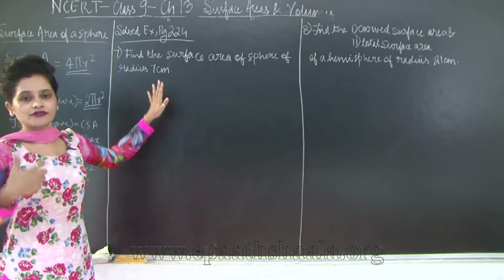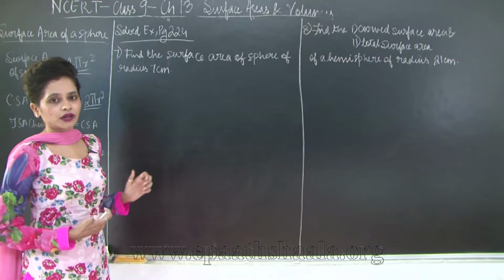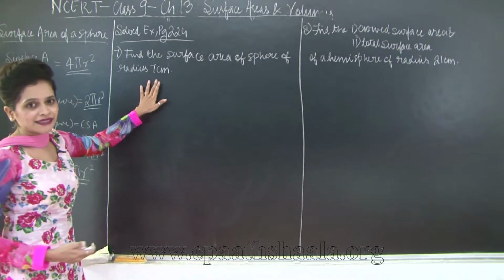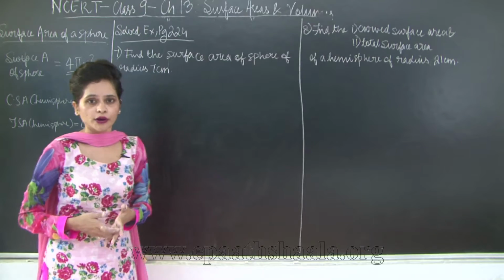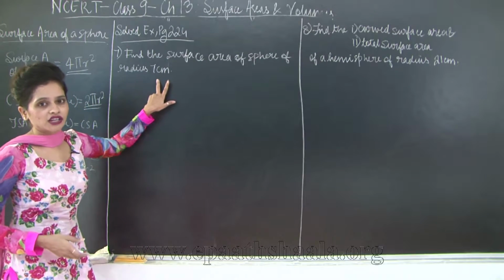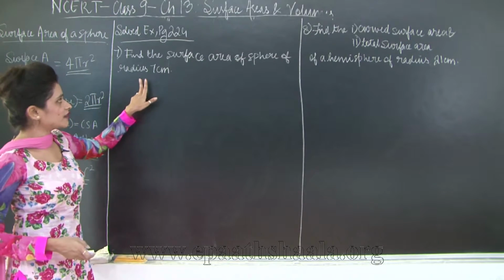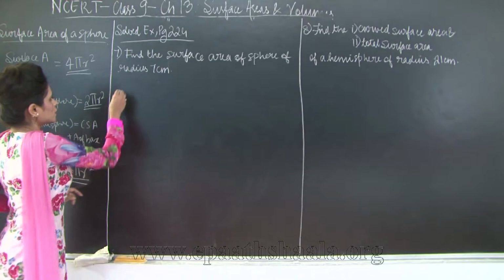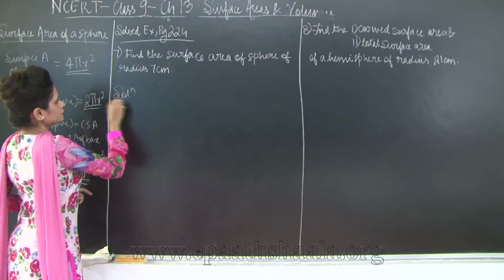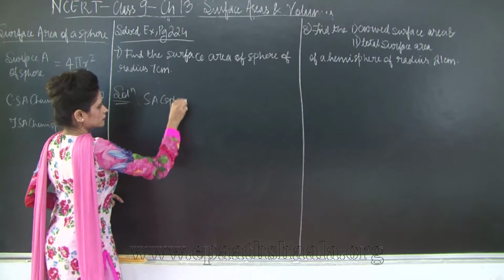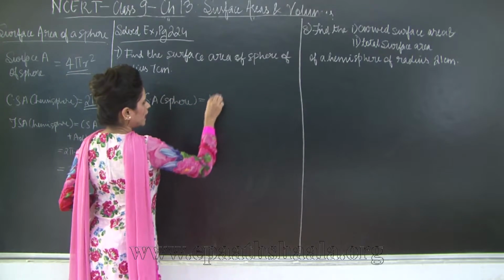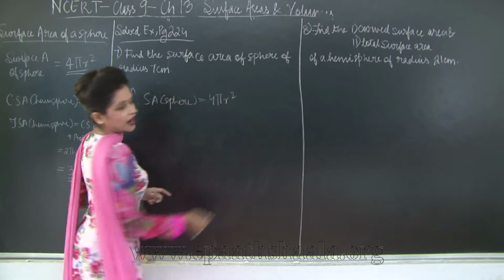So all we need is 4, which is a constant, pi, the value that we already know, 22 by 7, until and unless explicitly specified as 3.14, and the other value is r square, which can be retrieved through the value of the radius, which is given as 7. So I'll say solution, surface area of sphere is equal to 4 pi r square, where r is your radius.